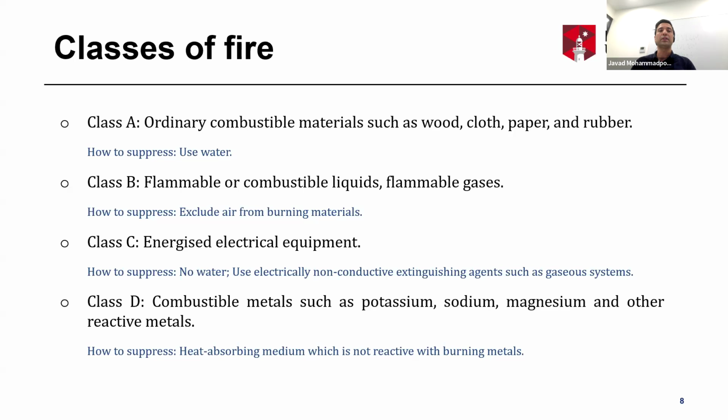And the last one is class D, which is combustible metal such as potassium, sodium, and magnesium, and other reactive metals. And we can suppress them through a heat absorbing medium which is not reactive with the burning metal. After classifying fire, now you have some idea about the different classes of fire, different groups of fire.